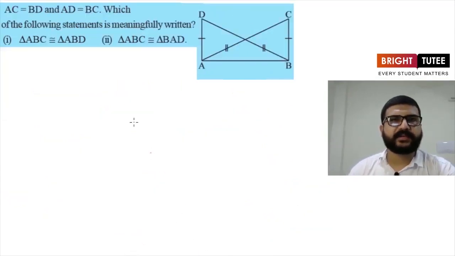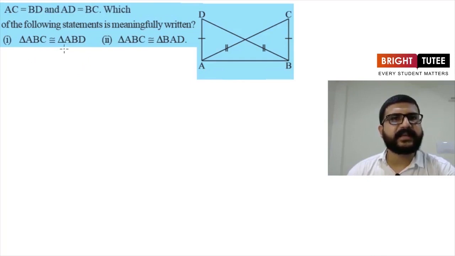Now here is the next question. AC is equal to BD. You can see here this side AC is equal to BD, and then AD is equal to BC. This AD is given equal to BC. And the question here is, which of the following statements is meaningfully written? So we have to tell among these two statements which one is meaningful.